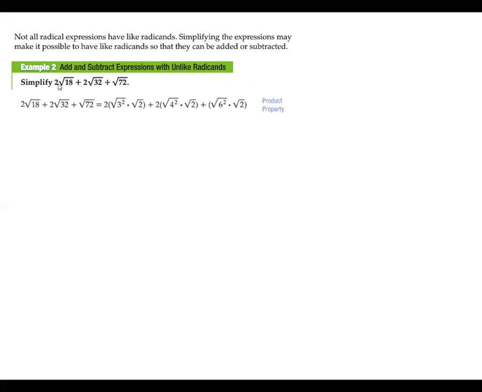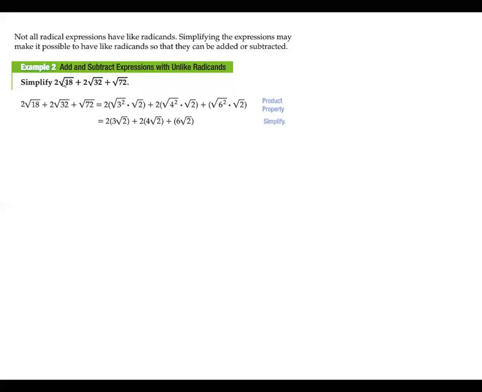Well, the square root of 18 can be thought of as 9 times 2. 32 can be thought of as 16 times 2, and 72 can be thought of as 36 times 2. So when you simplify those, the square root of 18 is really 3 square root of 2, the square root of 32 is really 4 square roots of 2, and 72 is really 6 square roots of 2.